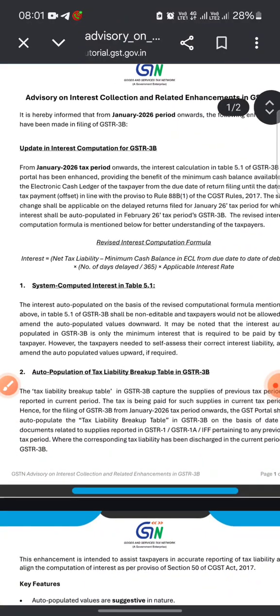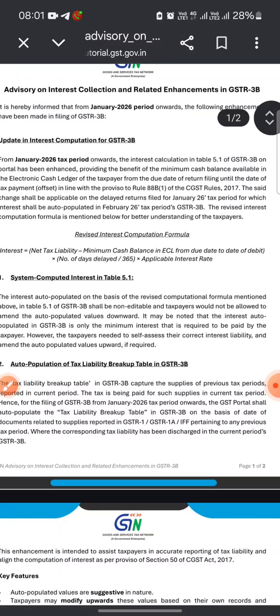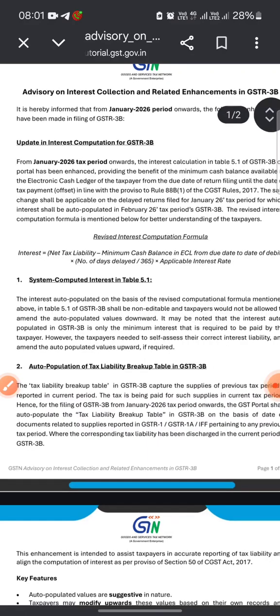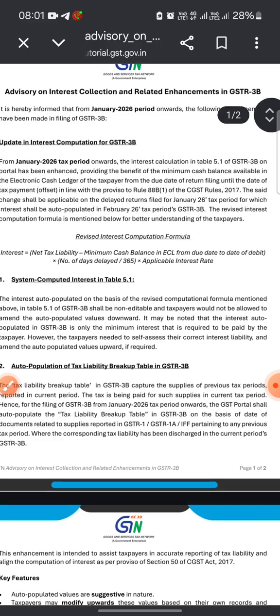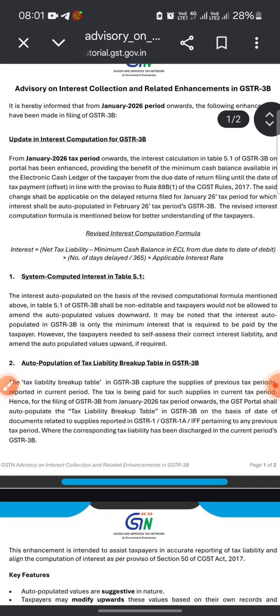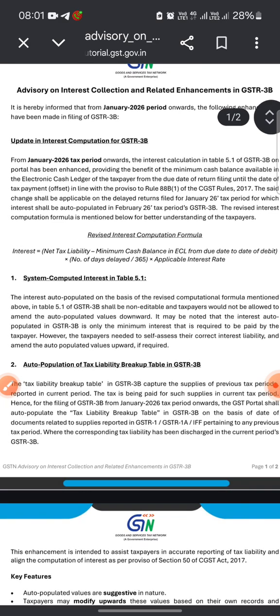The said changes shall be applicable on the delayed returns filed for the January 26 tax period, for which the interest shall be auto-populated in the Feb 26 tax period GSTR 3B, and the revised interest computation formula is mentioned below for better understanding of the taxpayers. So the calculation of the interest on late filing of GSTR 3B has been updated from the Jan 26 tax period onwards.